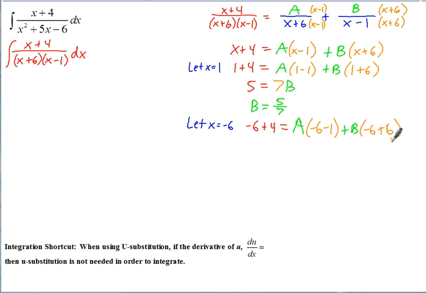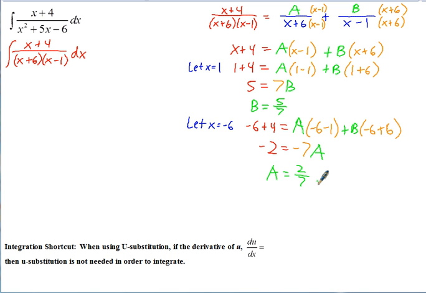So -6 plus 4 gives you -2. See, the -6 plus 6 eliminates the b. So you just get -6 minus 1, -7 times a. And when you divide by -7, you see a equals 2/7.